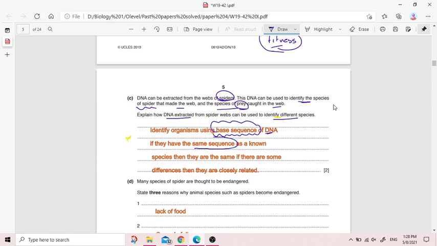If they have the same sequence, then they are the same species. If there is a small number of differences, then these organisms are closely related. What if there is a big number of differences? Then they are distantly related. Okay? This is how we use the base sequence to identify different species.